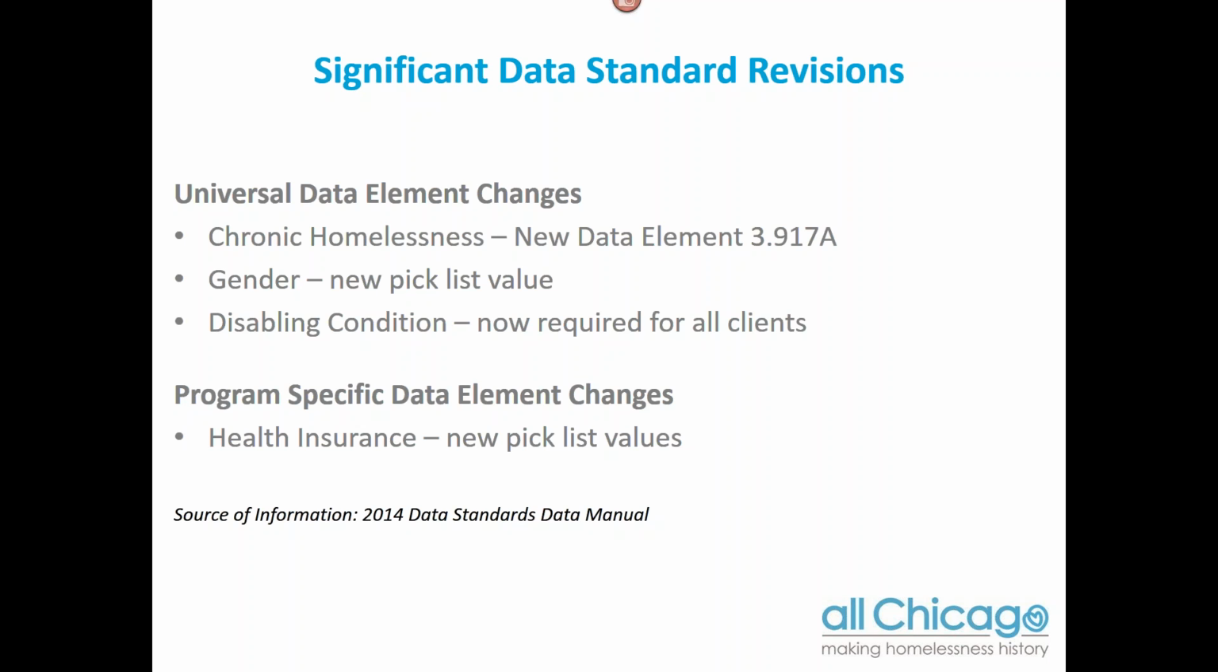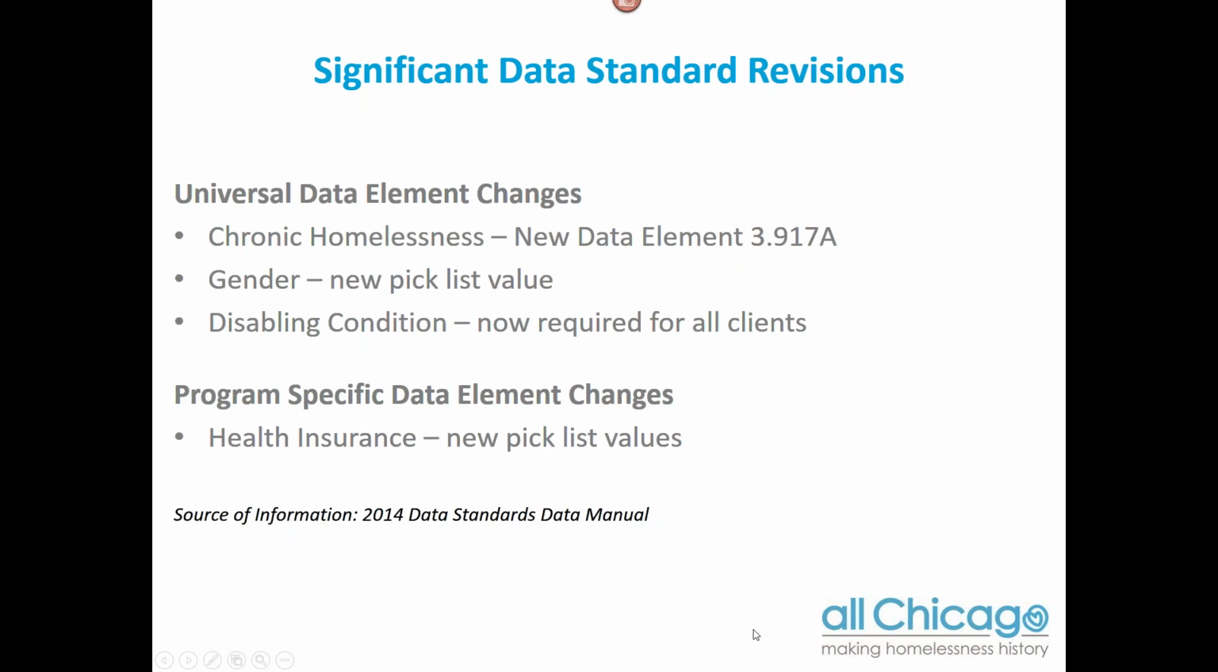So we'll look at that in detail, and we'll quickly look at the change to gender that you'll find, which is simply a change in the pick list values that are available. Disabling condition has also had a change where there's actually now a requirement that all clients have this information collected about them. And under program-specific data elements, we also have two new pick list values that have appeared under health insurance. So let's look at that a little more closely.